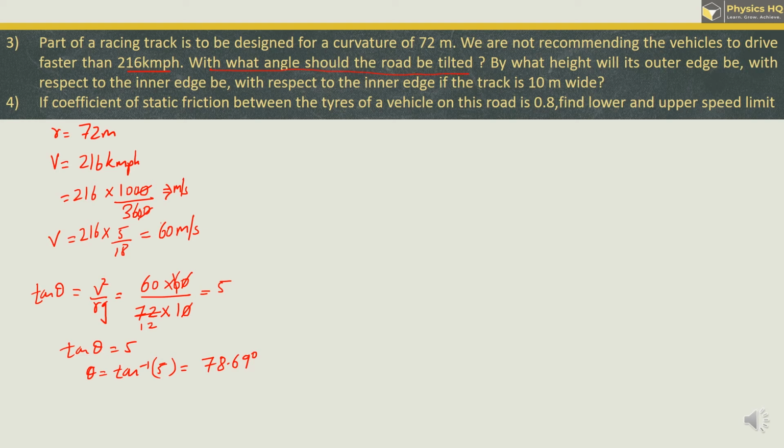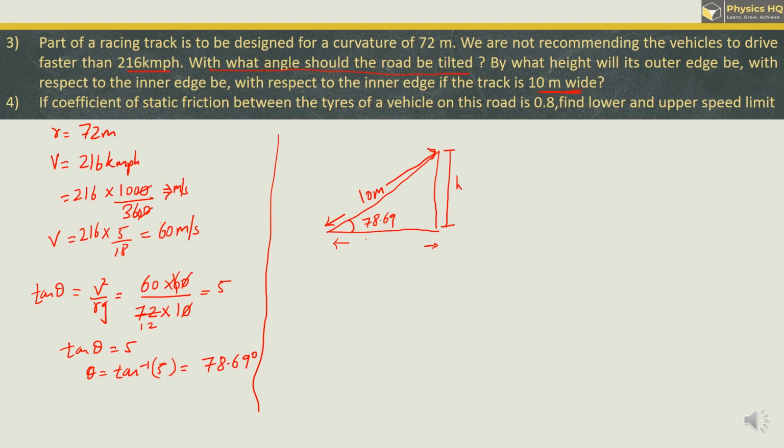Next they have asked, what height will its outer edge be with respect to the inner edge if the track is 10 meter wide? So let us say this is the tilted road which is there. The angle is very high, actually 78.69. They have said that the width of the road is 10 meter. Now people make a mistake and they take this as 10 meter, but this is the actual road, right? So this is 10 meter on which the vehicle is running, and we are supposed to find out this length, which is nothing but the height.